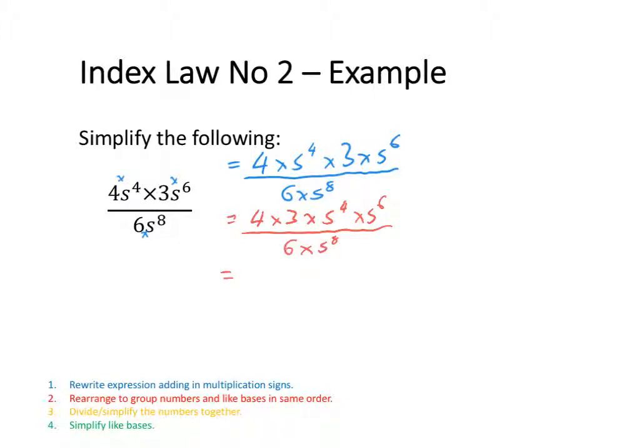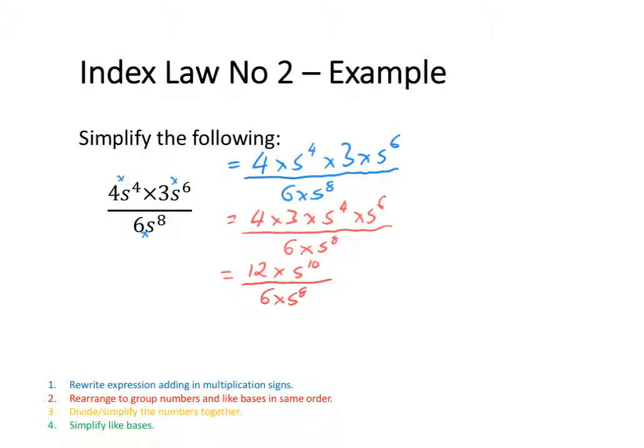Before I move on to my next step, I can do a little bit of simplification by multiplying the 4 and 3 together to get 12. And that's going to be times, using the first index law, s to the power of 4 times s to the power of 6 is going to become s to the power of 10, because I'm adding my indices together, divided by 6 times s to the power of 8 in my denominator.